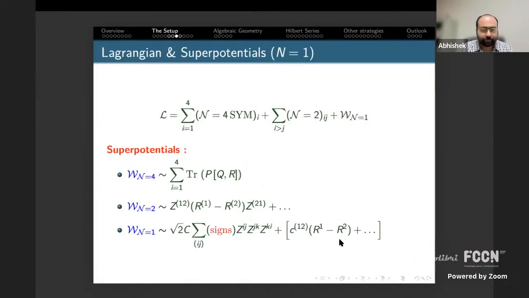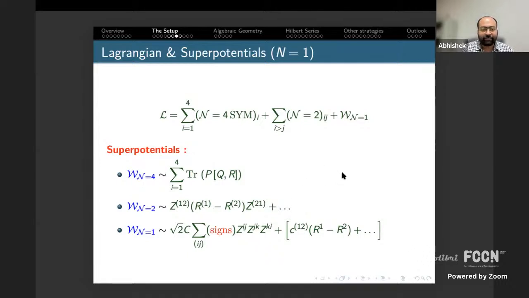So the Lagrangian is the N equal to 4 super Yang-Mills Lagrangian for each D-brane. And then there is the N equal to 2 Lagrangian, which is basically the Lagrangian for strings connecting one brane to the other brane. And then there are these N equal to 1 superpotentials W, which are basically strings going from the first brane to the second brane to the third brane, and then from the third brane coming back to the first brane.